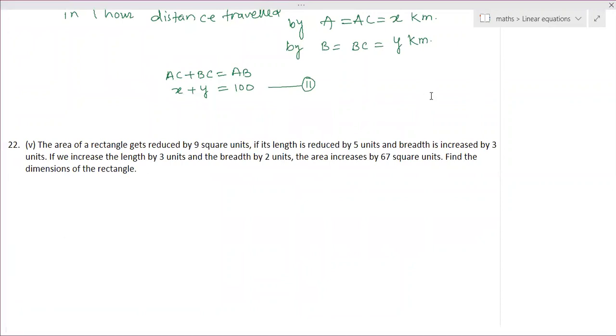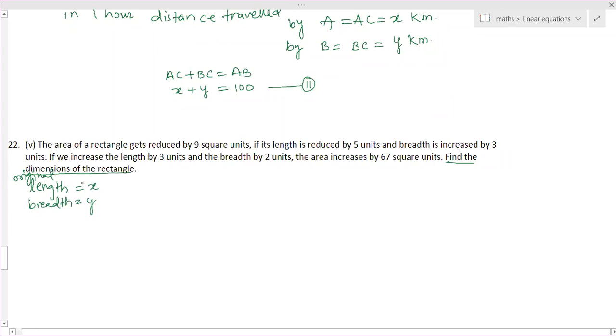Area of the rectangle gets reduced by 9 square units if the length is reduced by 5 units and the breadth is increased by 3 units. Here they are asking to find the dimensions of the rectangle. So we will consider the original length of the rectangle as x and the breadth as y. Then the original area is x into y, right?